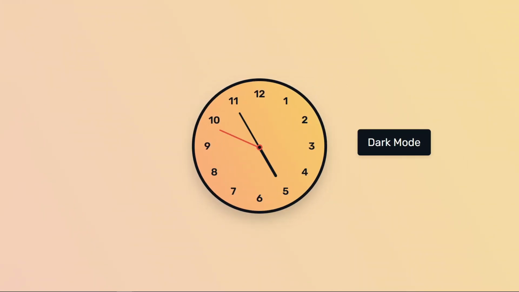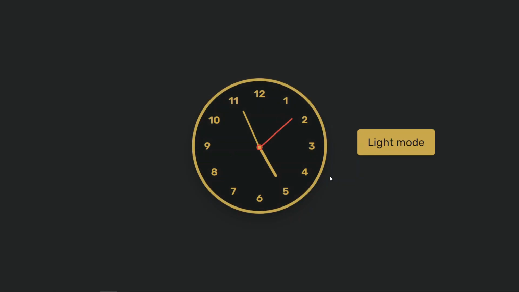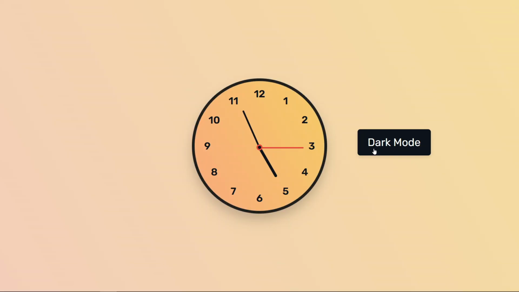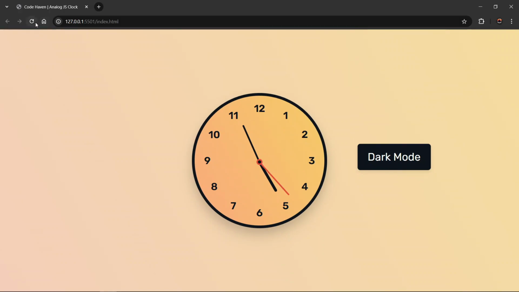And this is what our finished analog clock looks like. As you can see, it displays the current time that is in our system. In my case, it is now 4:56 PM, and then we have the dark mode button here. We can click this once and this would enable the dark mode, and once it is enabled, it will show you the text here called light mode. And if you click this again, it will switch back to the light mode, and then it will display dark mode here.